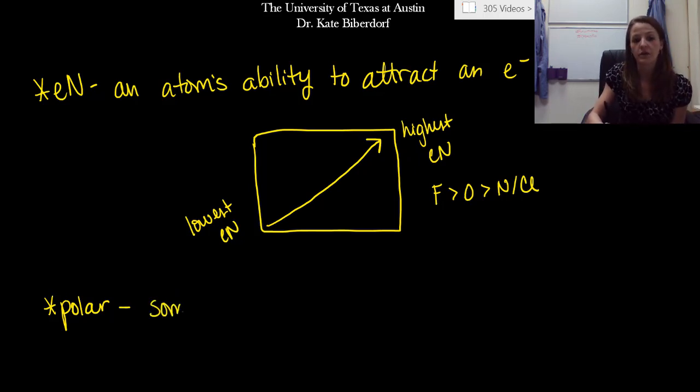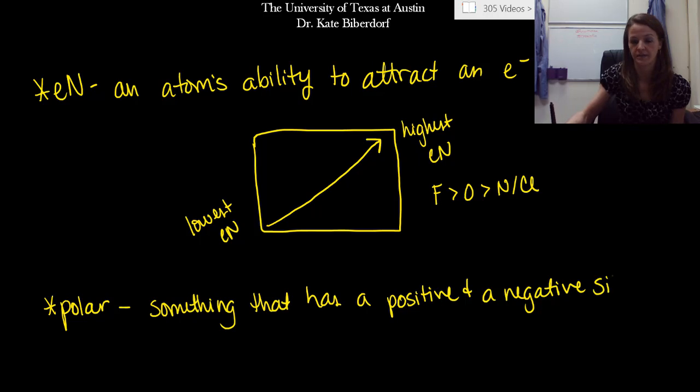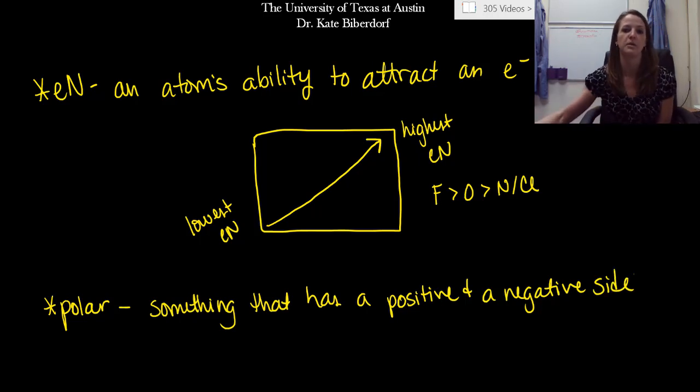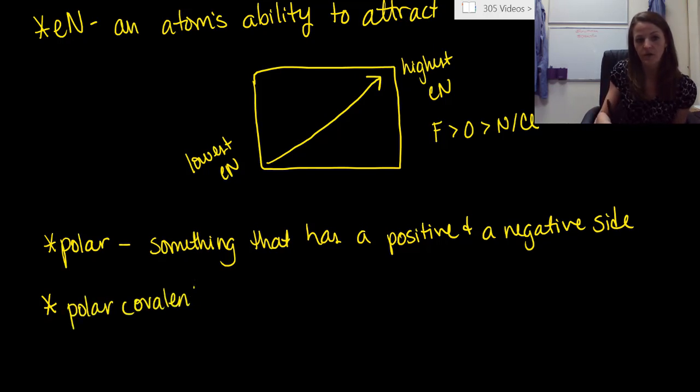Polar is a word we're going to use if you have something that has a positive side and a negative side. So a positive and a negative side. You must be able to split the molecule in half in order for something to be a polar molecule, but we'll talk about that in a future video. So for this one, what we're trying to focus on are just the bonds specifically. So we have a polar covalent bond. Okay, this is something you need to get the definition down right now.